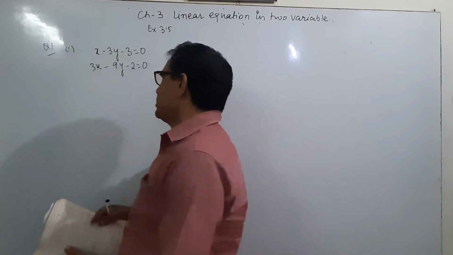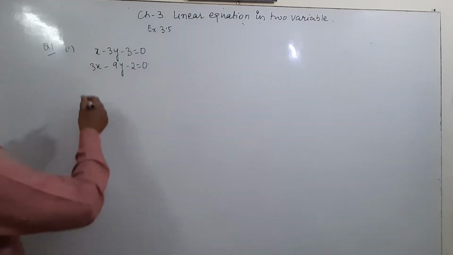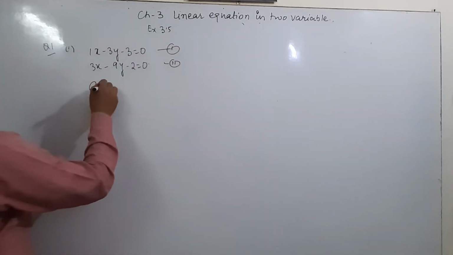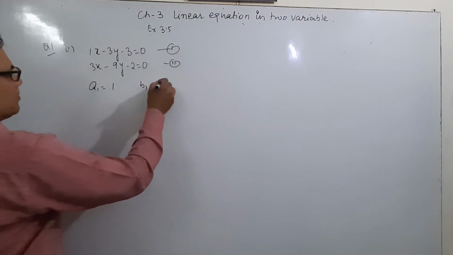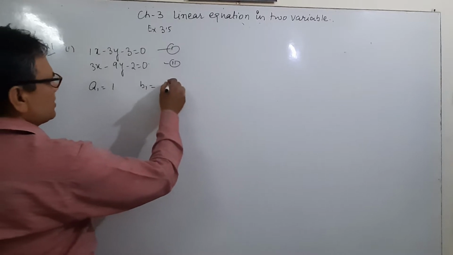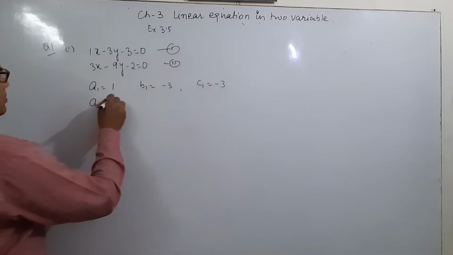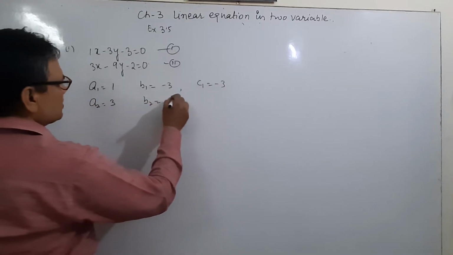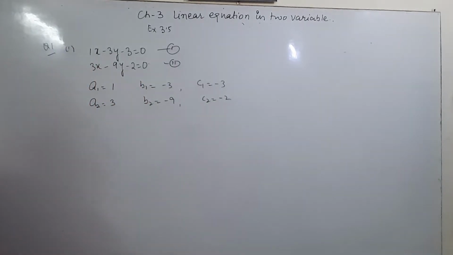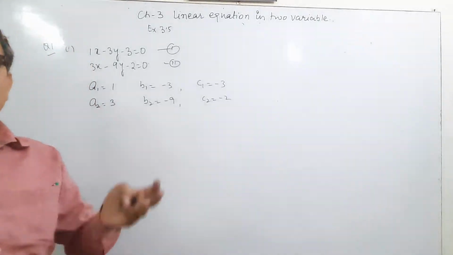For example, first part. First you have to check what is A1. This is equation first and this is equation second. A1, what is A1? 1. B1, tell me the answer. What is A1? 1. B1 minus 3. C1 minus 3. And now A2 is equal to 3. B2 is equal to minus 9. C2 is equal to minus 2. For unique solution, many solutions or no solution, we have to find out the ratios.